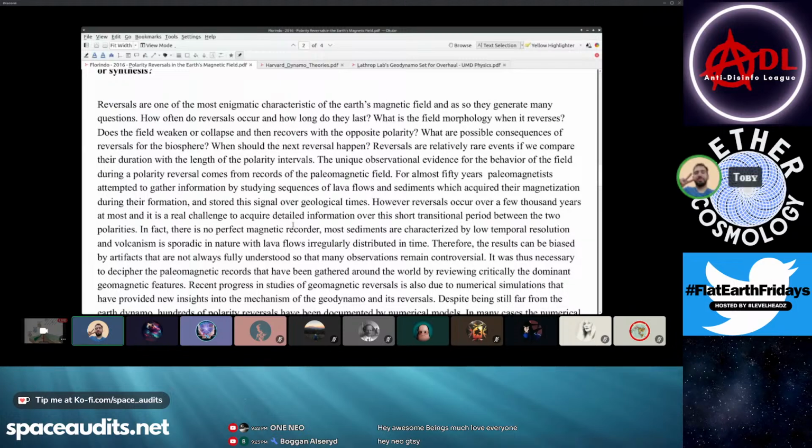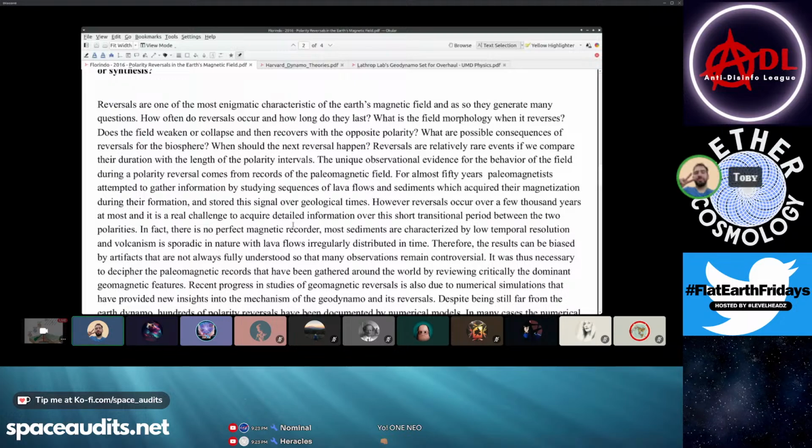The unique observational evidence for the behavior of the field during a polarity reversal comes from records of the paleomagnetic field. For almost 50 years, paleomagnetists attempted to gather information by studying sequences of lava flows and sediments which acquired their magnetization during their formation and stored this signal over geological times. However, reversals occur over a few thousand years at most, and it is a real challenge to acquire detailed information over this short transitional period between the two polarities.